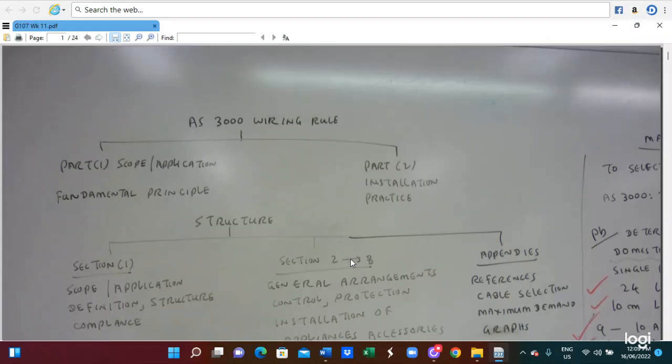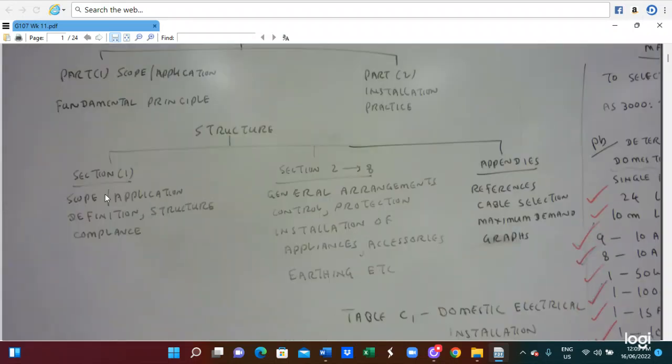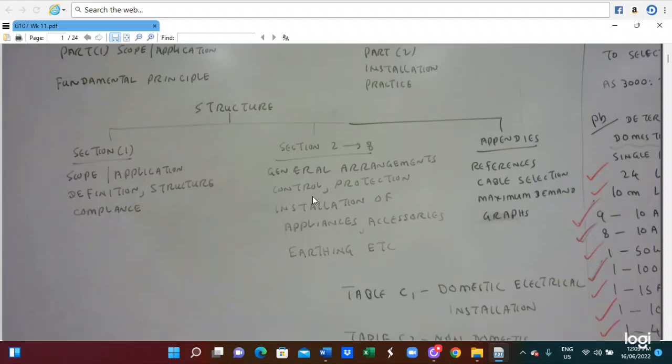So this week I teach you about the AS3000 wiring rule. There are two parts. Part one is the scope and application, and part two is installation practice. Part one is the structure of the AS3000 rule. Section one covers the scope, application, definitions, and structure of compliance.